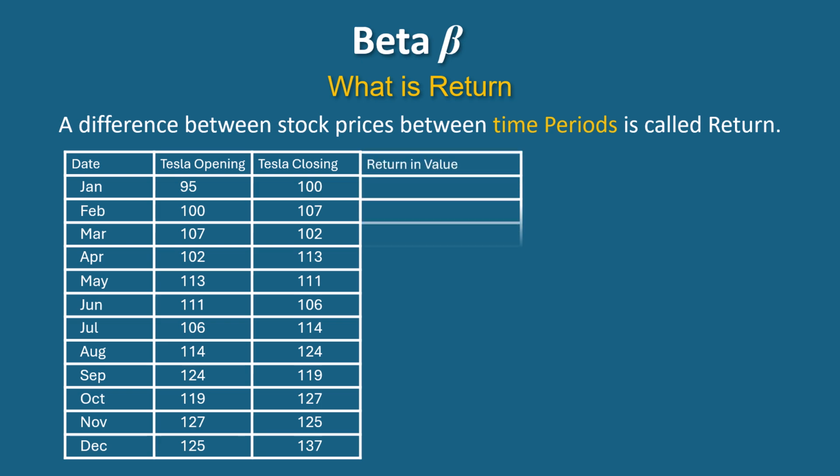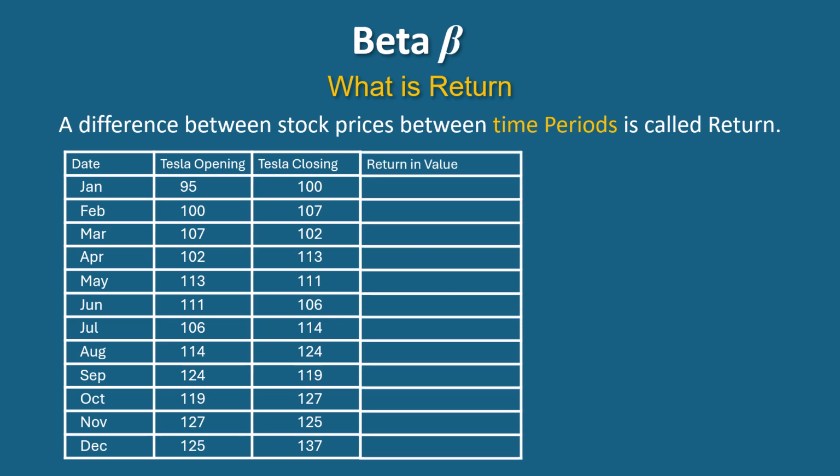To calculate the return, we deduct the opening value from the closing value. January, 100 minus 95 equals 5. February, 107 minus 100 equals 7. March, 102 minus 107 equals negative 5. And so on for each month.